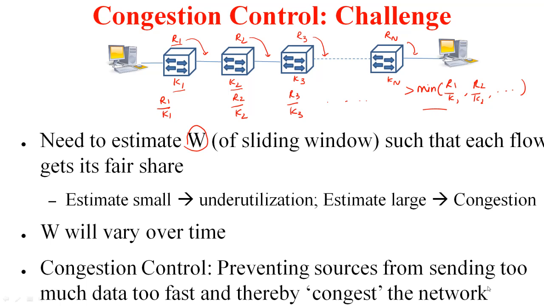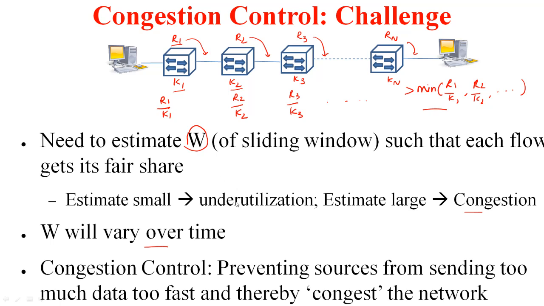On the contrary, if you estimate large, thereby trying to get the best possible throughput, you're going to congest the network because you're pumping more data than the network can handle. And as if these problems are not enough, this W itself will have to vary over time because some connections will end, some new connections will start along the path. As you can see, determining W is not at all an easy task.